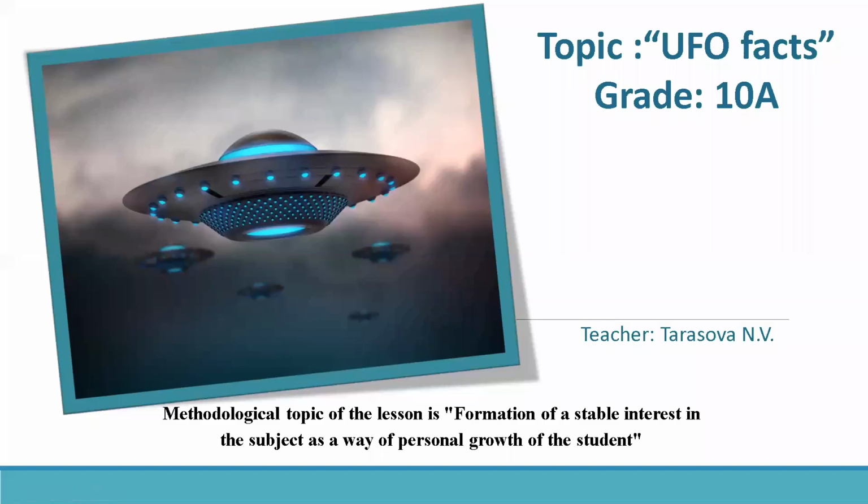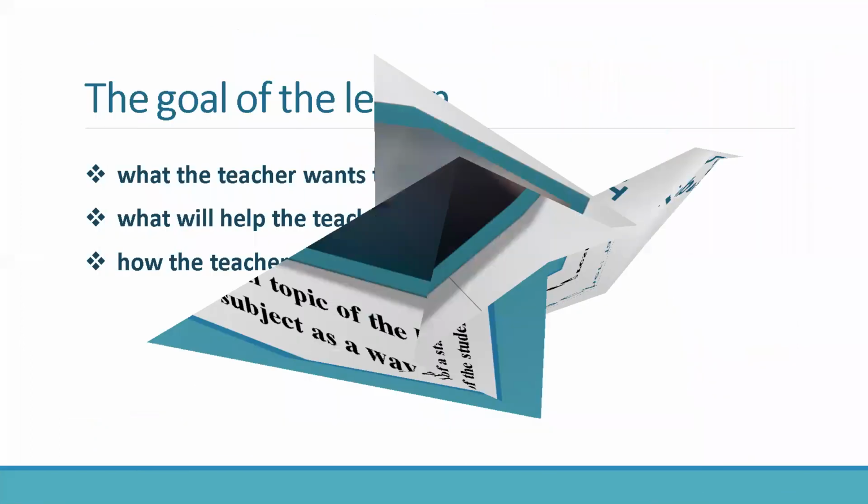Dear colleagues, today I'd like to present you an English lesson for students of the 10th A grade. The topic of the lesson is related to the module being studied and is devoted to various facts about unidentified flying objects. The methodological topic of the lesson is formation of a stable interest in the subject as a way of personal growth of the student.